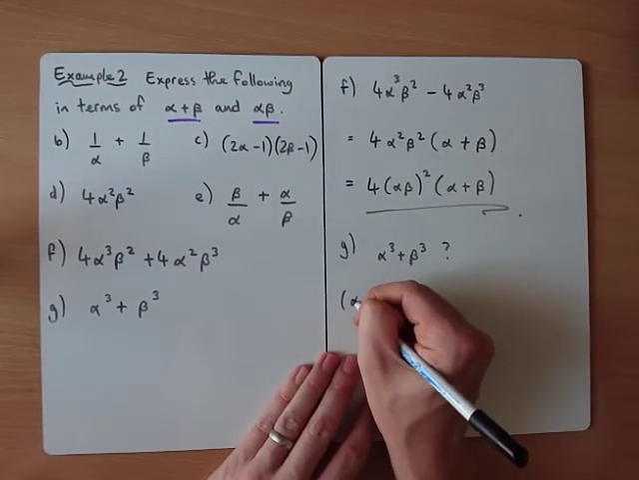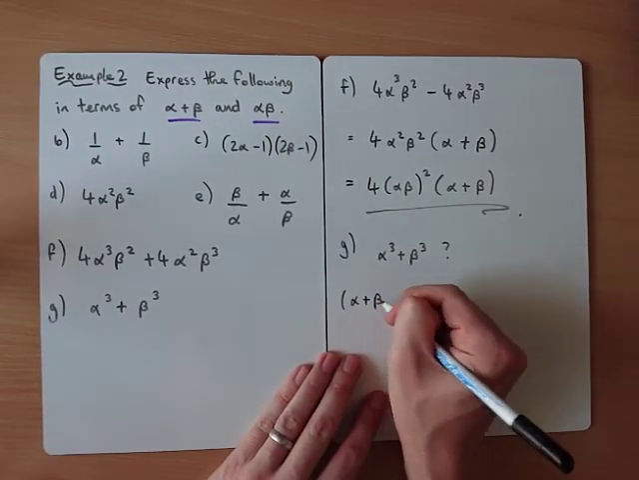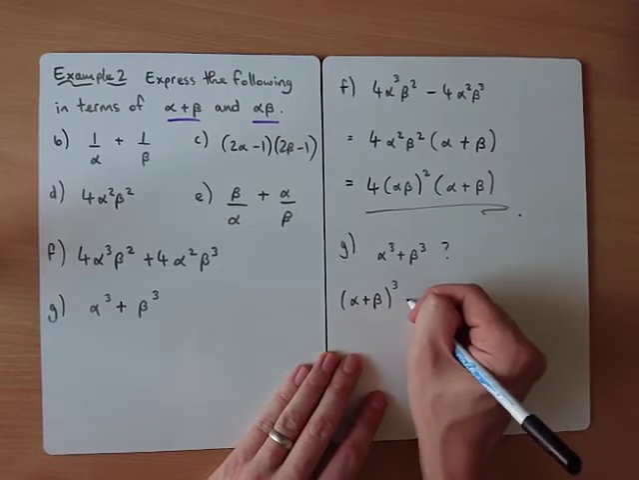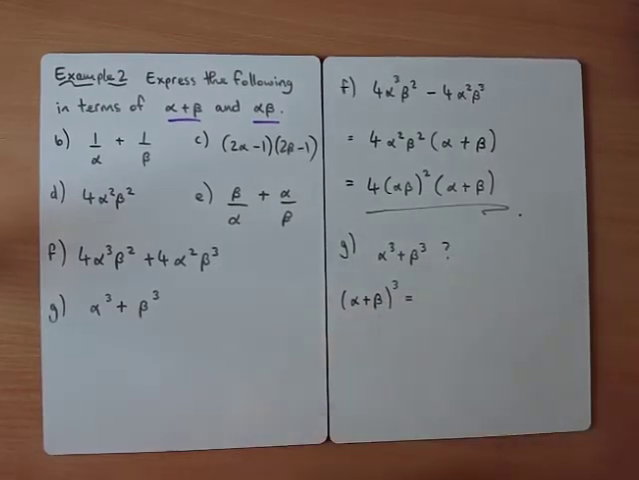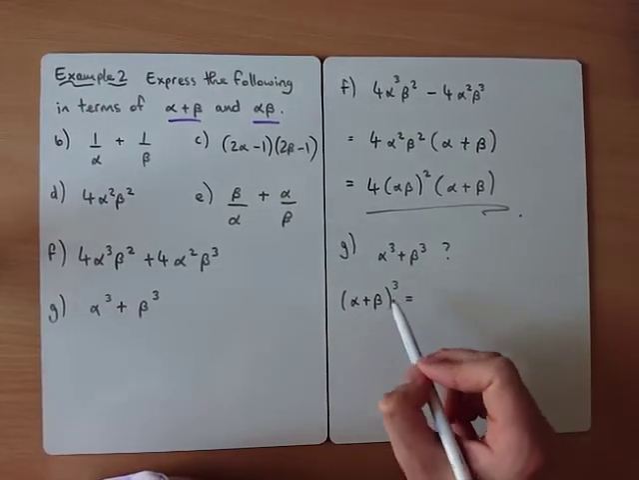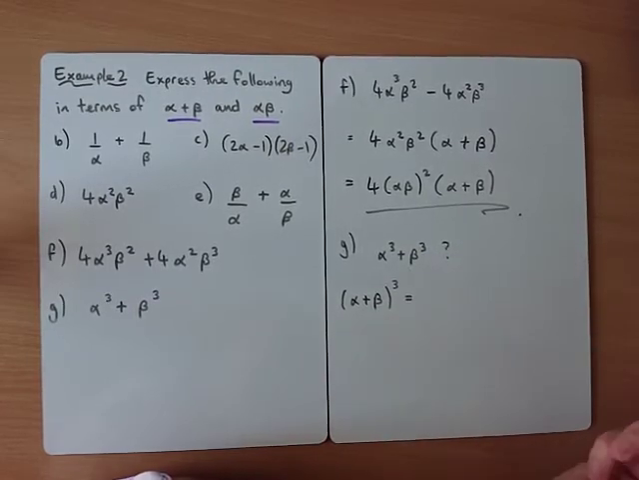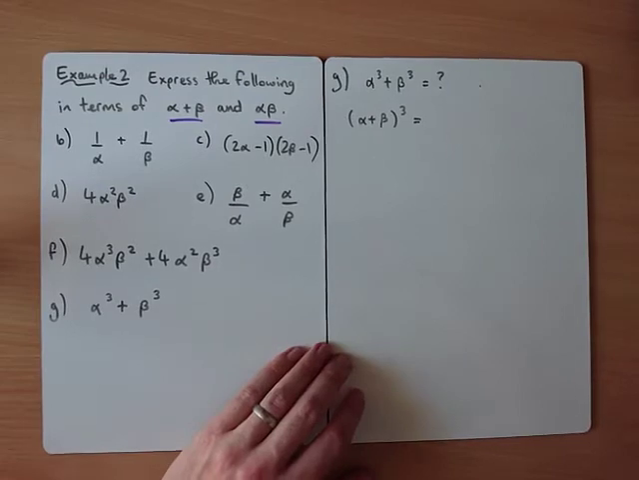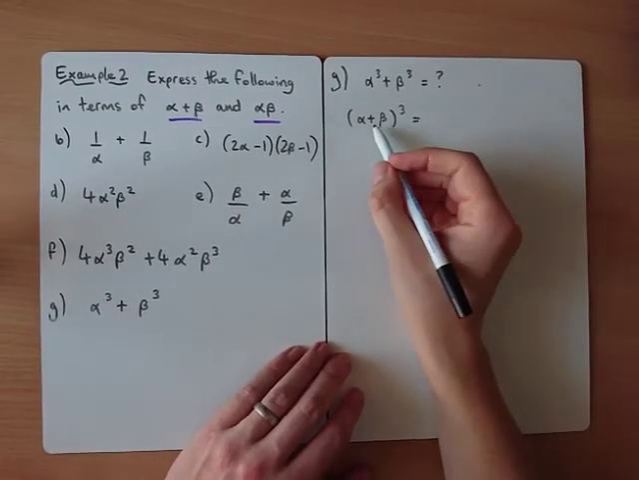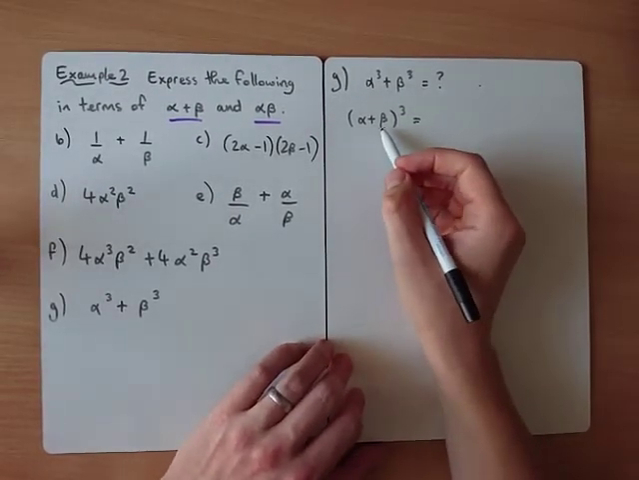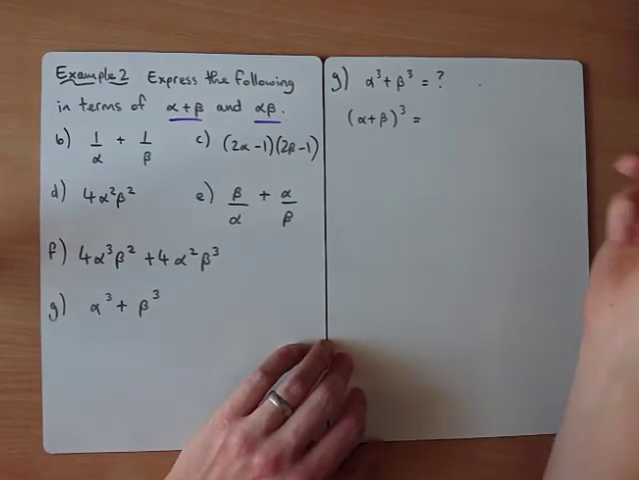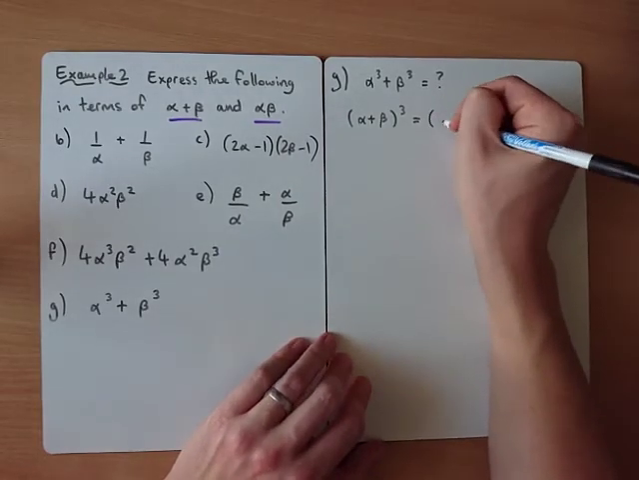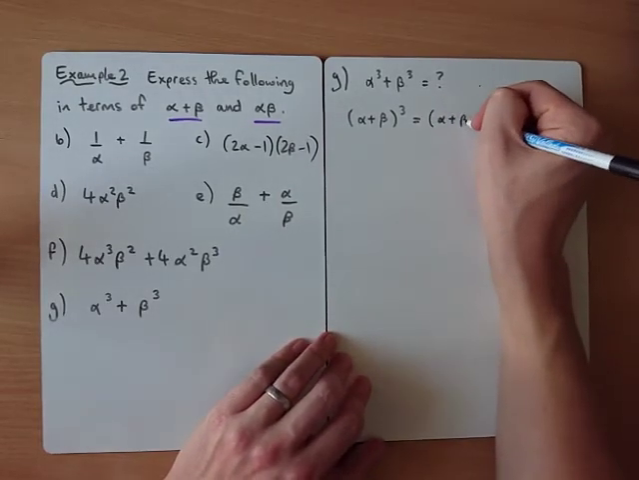We want to start with the bracket alpha plus beta all cubed, because if we expand this out, that's going to give me an alpha cubed and a beta cubed, and then we can rearrange hopefully. So have a go. Now if you've done the binomial expansion, there's a quick way of expanding this, but I'm assuming that we haven't all done that yet, so we're going to have to just expand the brackets out. It'll take us a bit of time.